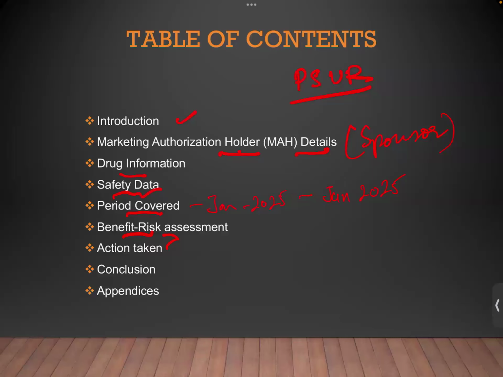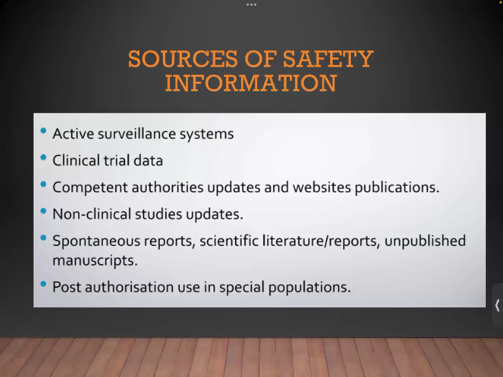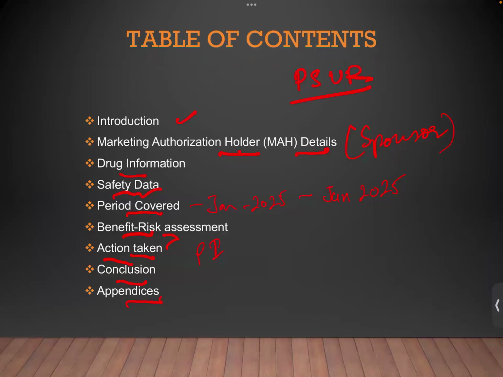Action taken. Have they changed anything in the package insert? Suppose, for example, the risk to pregnant women is increasing. So they may add a caution that pregnant women should not take this drug, or should take it under supervision. Anything like that is your action taken. Conclusion and appendices are all added in the table of contents. And basically, this is also the content of your PSUR. It is an easy document. It's not very difficult. Once the cases are processed and everything is there, it's not a difficult one.